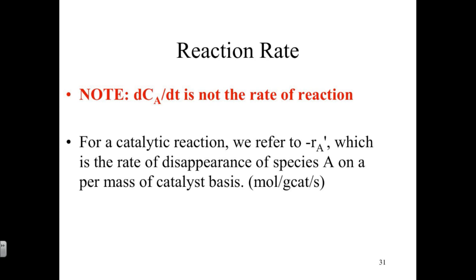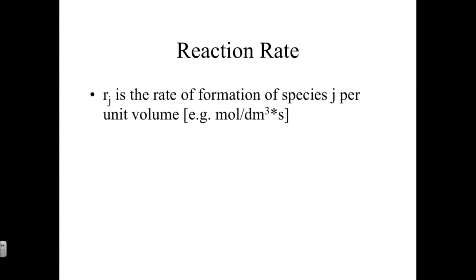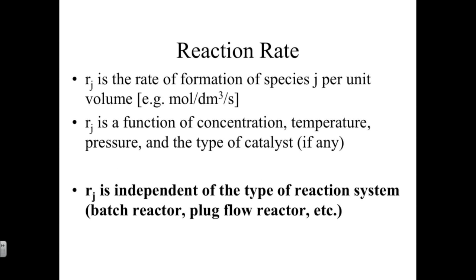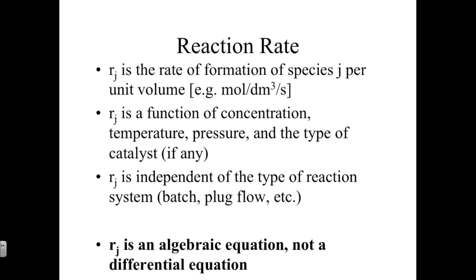So what can we say about the rate of reaction? We say r_j is the rate of formation of species j per unit volume. Second, r_A is a function of concentration, pressure, and the type of catalyst, if any. Minus r_j is independent of the type of reaction system. It doesn't matter whether it's plug flow, batch, or continuous stirred tank reactor. Fourth, r_j is an algebraic equation, not a differential equation.